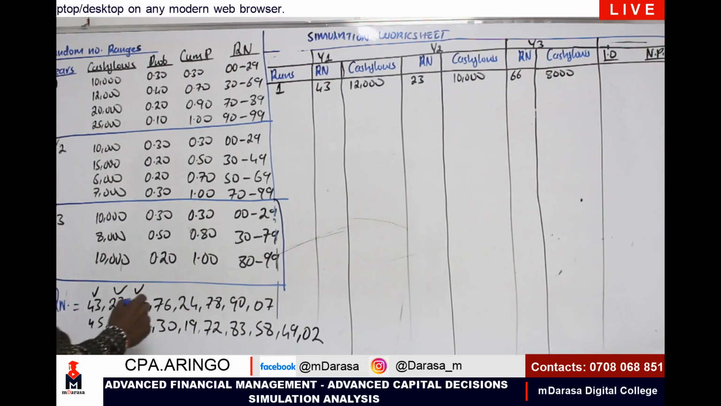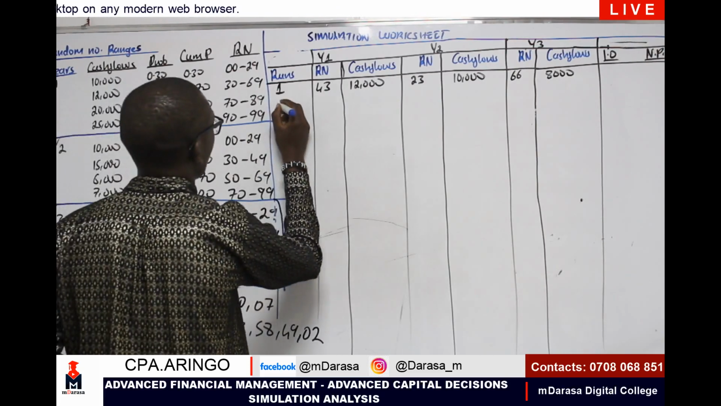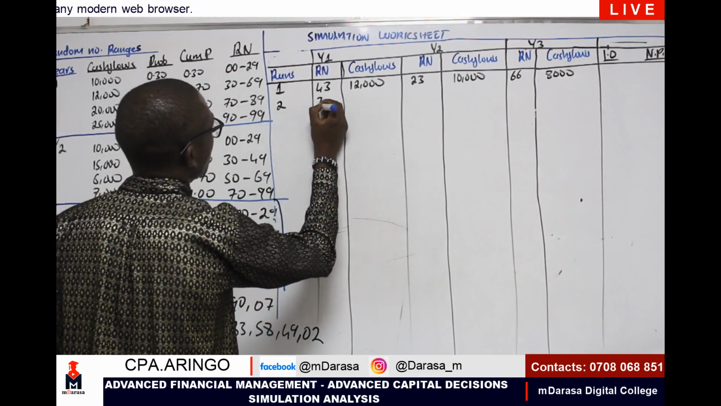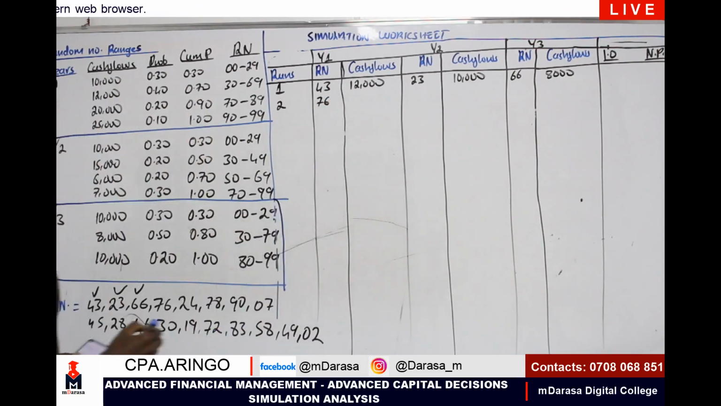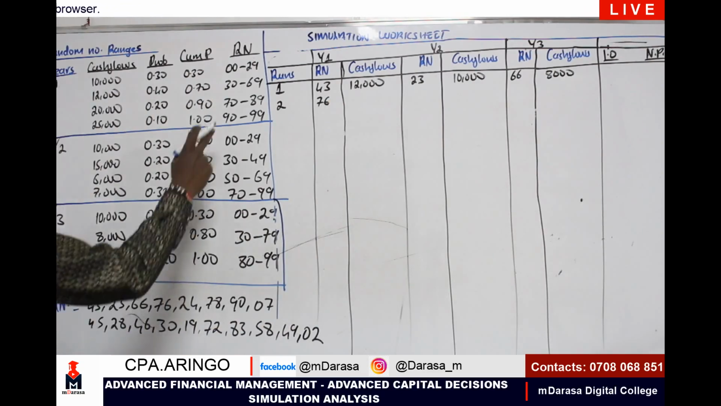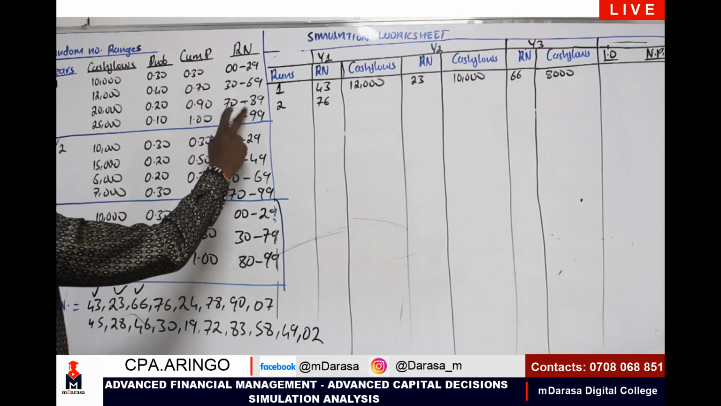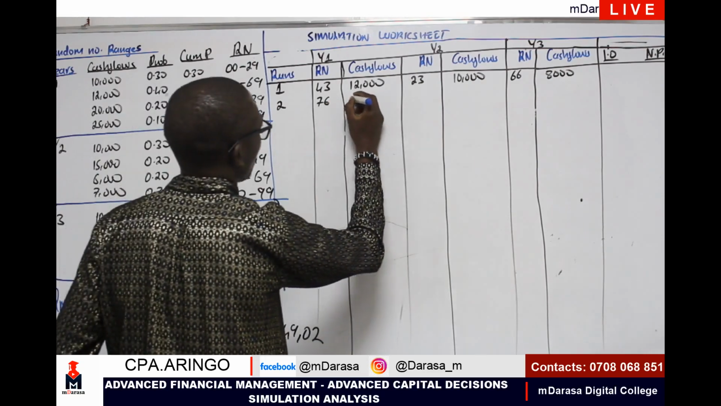The other random number is 76. So I'm going to have run 2. Where is our 76 falling in year 1? 76 is falling in between 70 and 89, which will give us 20,000.